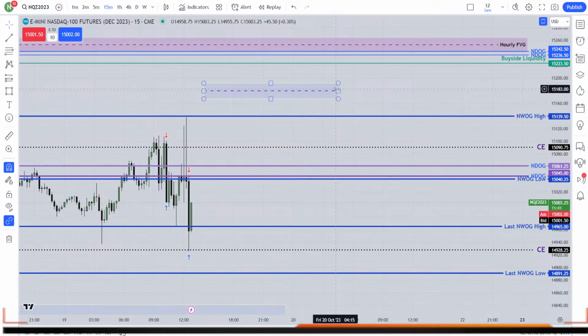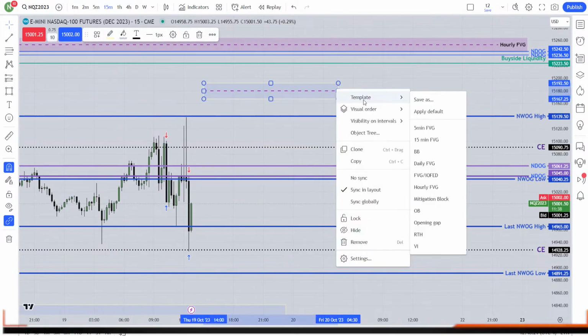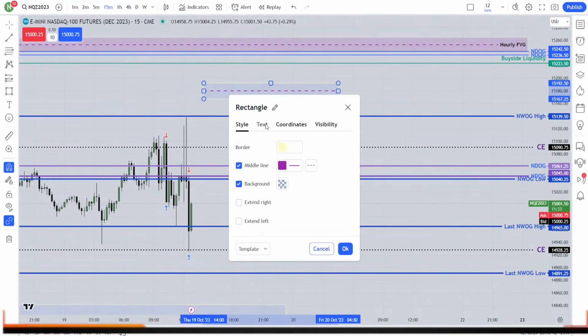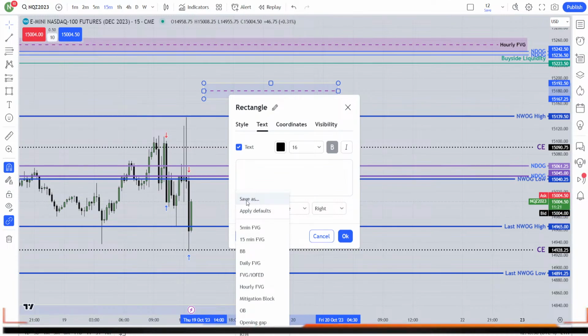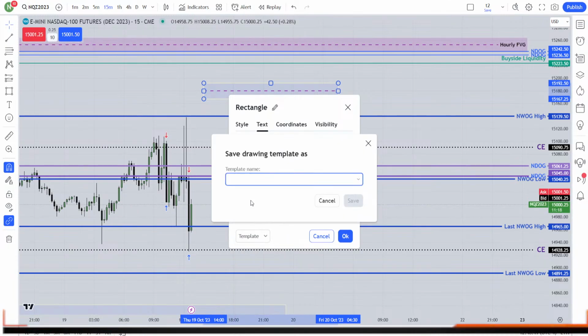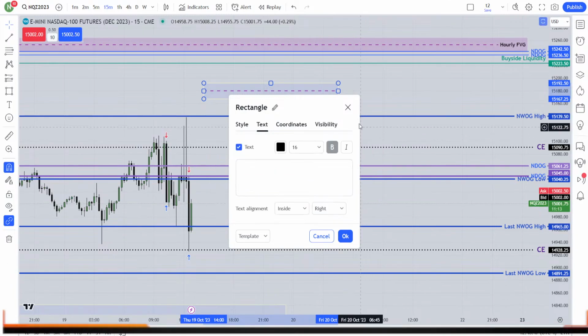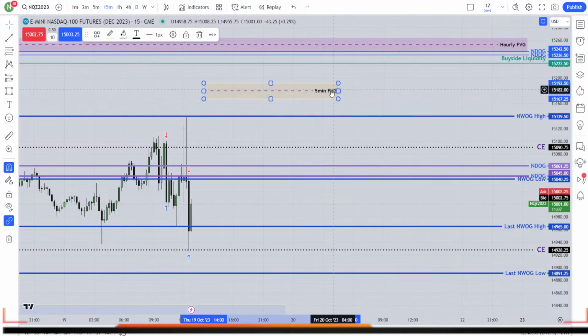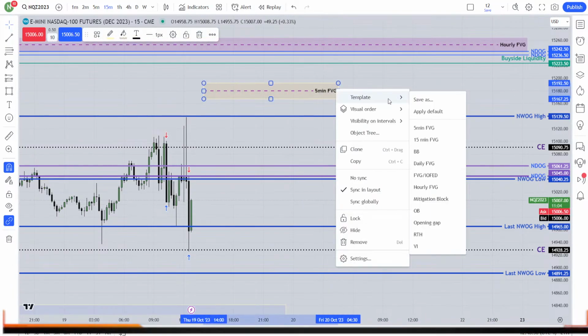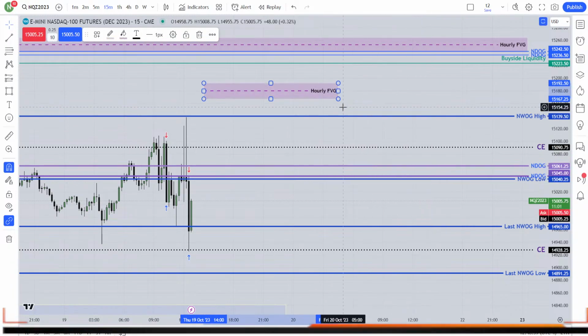Now, if you want to do something with a template, look over here, okay? Go to the template, go to the settings, to the text. You have to write down something like 1 hour, whatever. You will write it down over there. Go to template, save as. Look, save as. And then you will mark the template name, then save. Next time when you go to the template, you can mark them as 15 minute, 5 minute, or maybe hourly. Okay, you can do that.